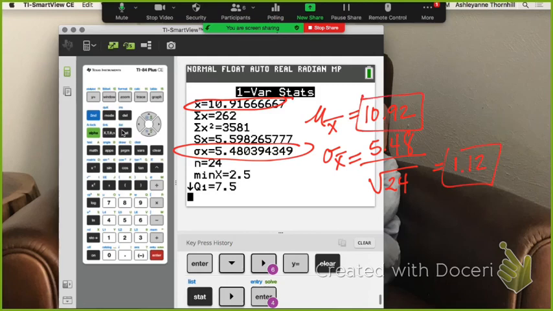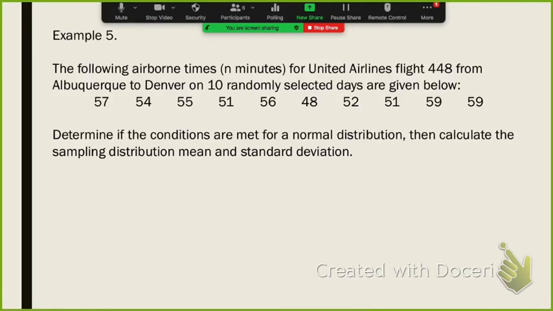So that's my mean and my standard deviation. Why is that standard deviation different from the standard deviation it gave us? Because it's of the sampling distribution, so the sample size matters. It's different than the population. Exactly. Okay, now we've done all of that.